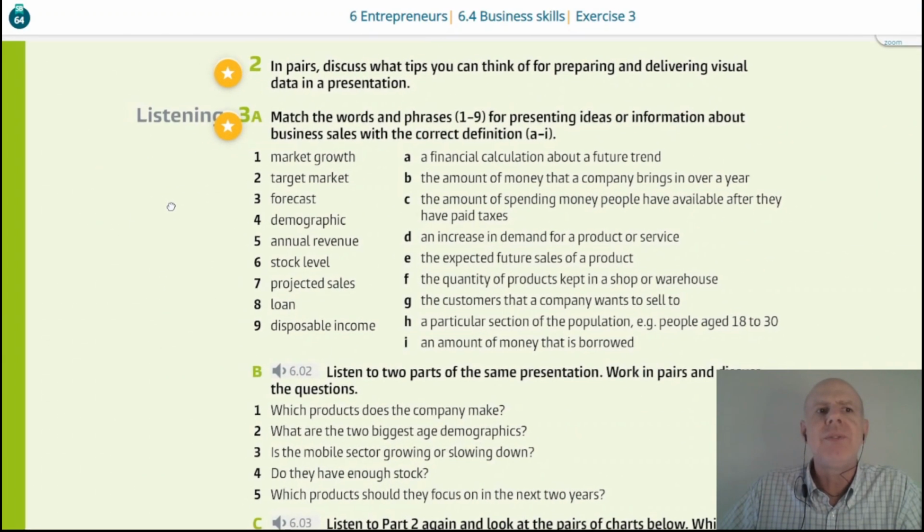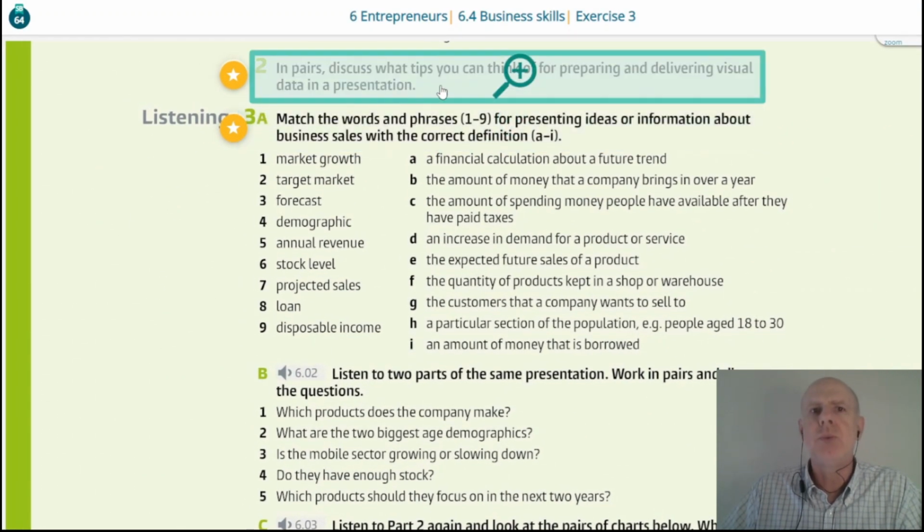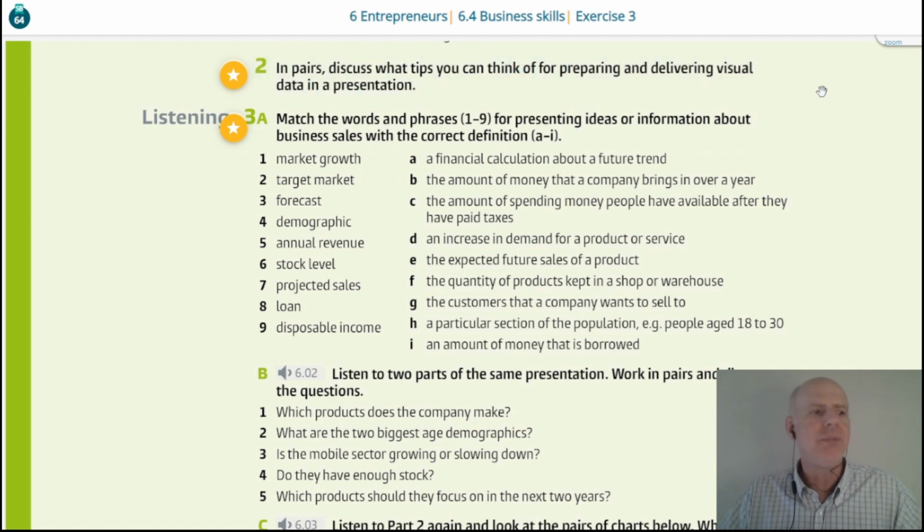Number 2 is for a classroom. Discuss what tips you can think of for preparing and delivering visual data in a presentation. But we can talk about some of them here. You could also write in your comments what tips you would give us to present in a very nice way.